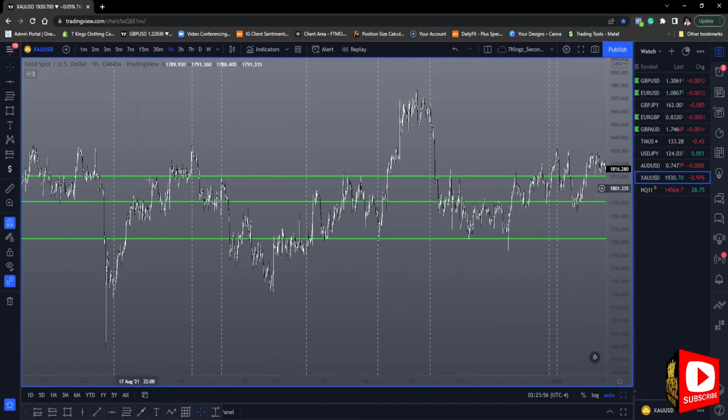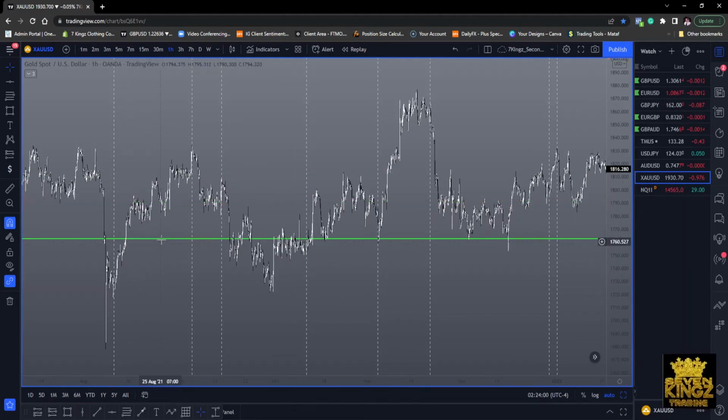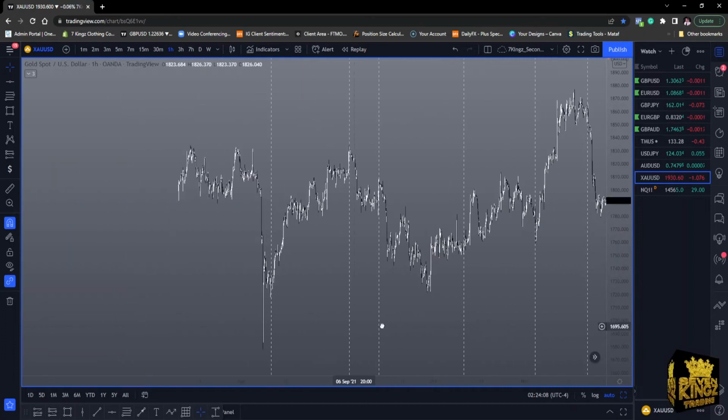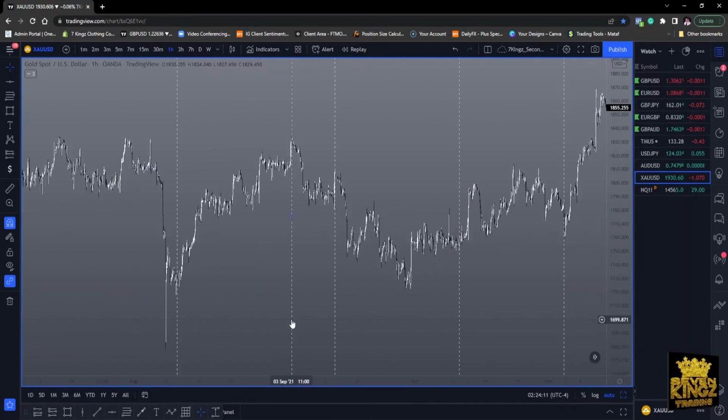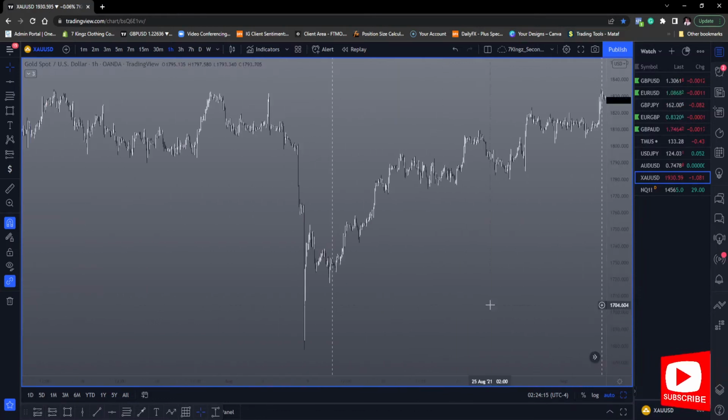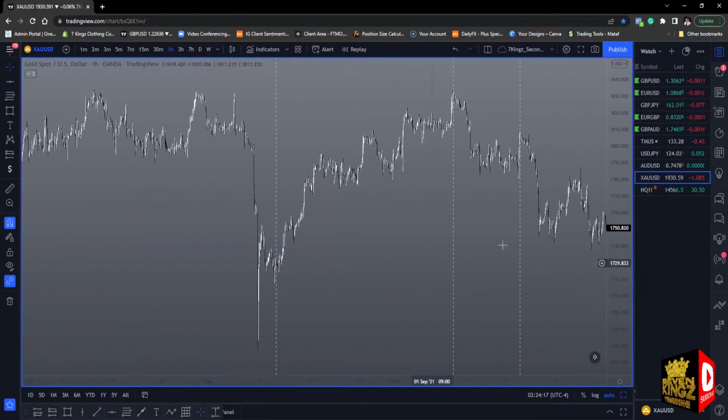So let's get rid of these now. And then we're going to show you the difference between reactionary trading and forecasting price, okay? Which is what we do at Seven Kings Trading, which is what we're teaching our community to do at Seven Kings Trading, okay? So now we're going to deal with these dotted lines, okay?